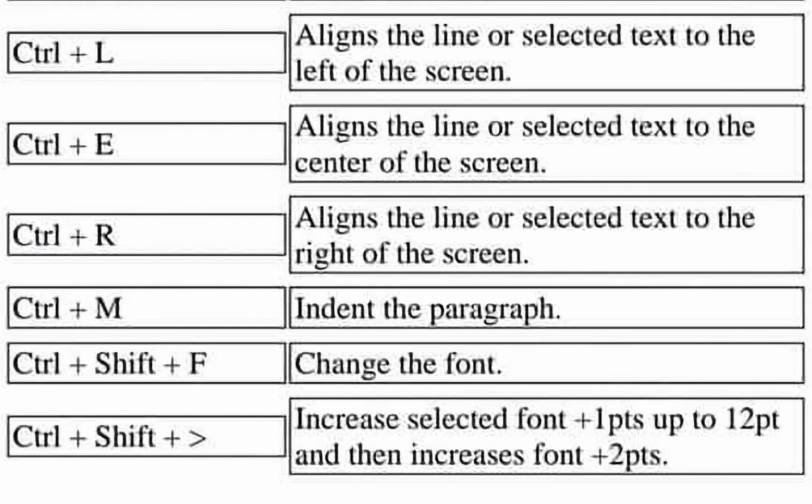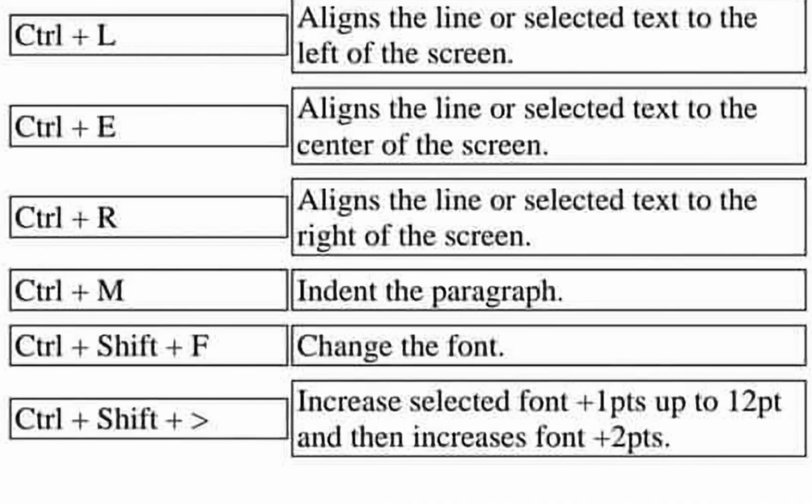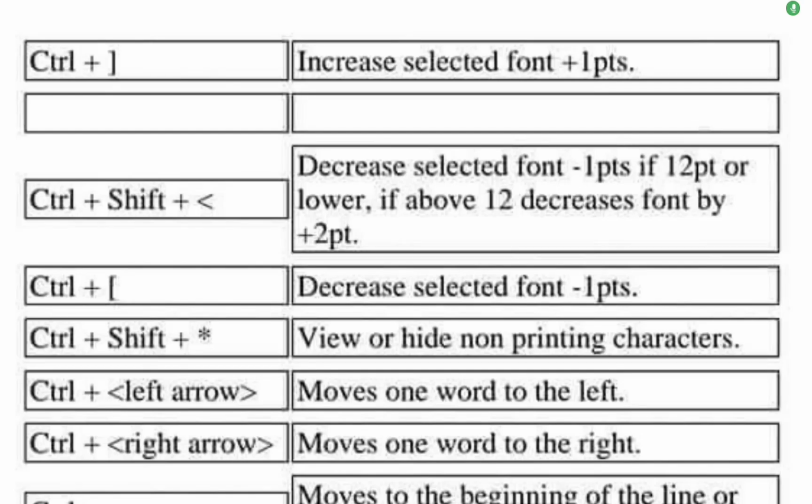Ctrl+M, indent the paragraph. Ctrl+Shift+F, change the font. Ctrl+Shift+greater than or less than sign: increase selected font plus 1 point up to 12 points, and then increase fonts plus 2 points. Ctrl plus close bracket, increase selected font plus 1 point.